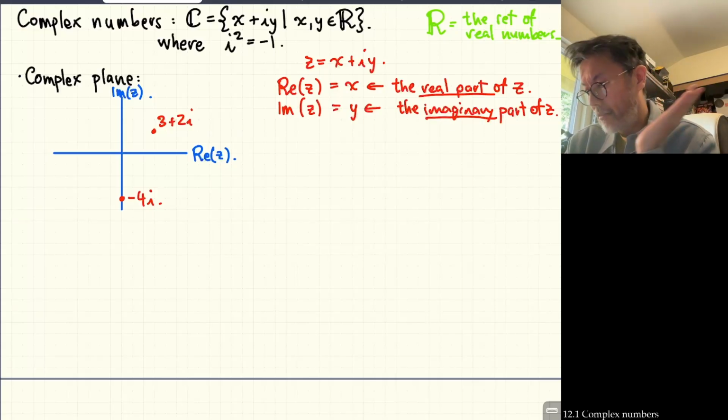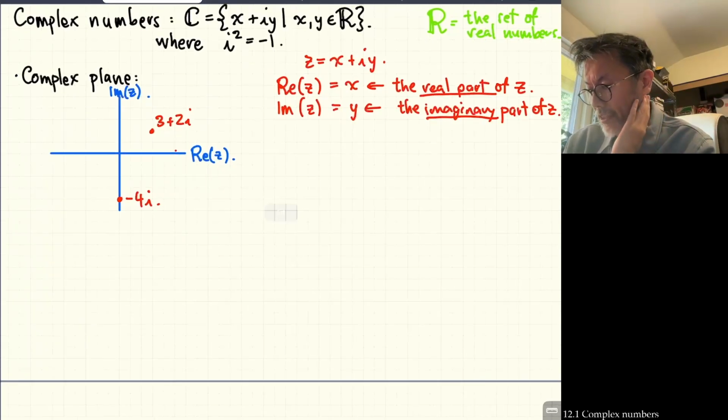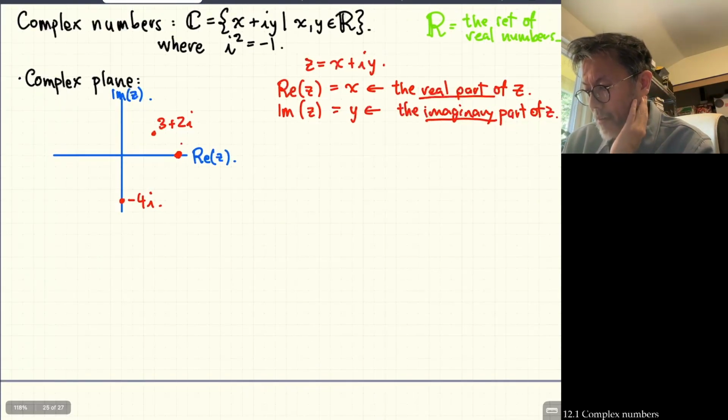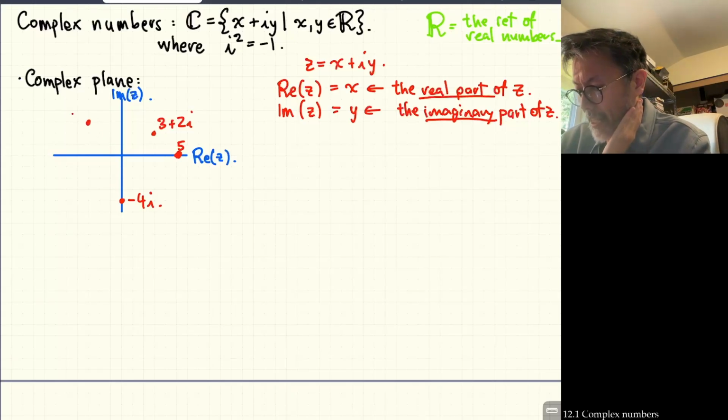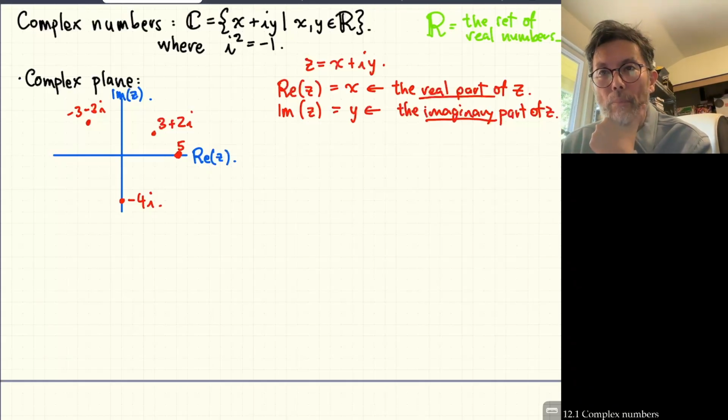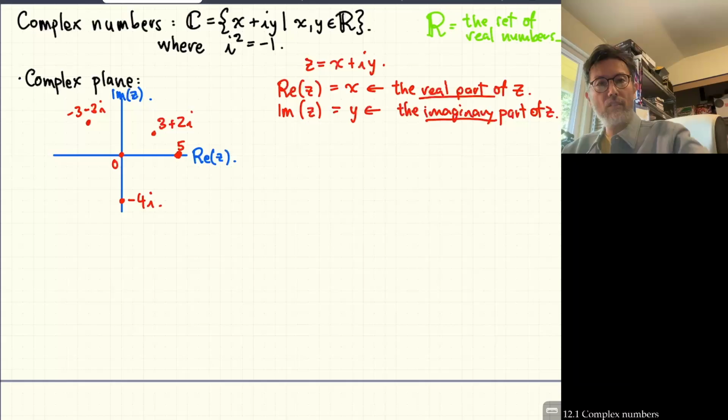Real numbers like 5 are in the complex plane as well. Here is the real number 5. It's real because it has no imaginary part. And this number right here would be negative 3 minus 3i. 0 is also a complex number. It's right here. This is the complex number 0. So that's how we visualize the complex plane. This is also sometimes called the Argand plane, but whatever.